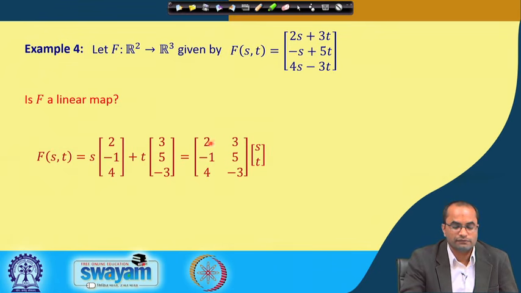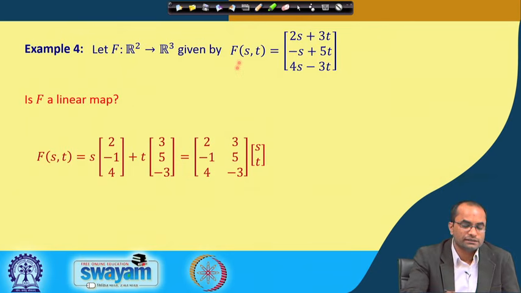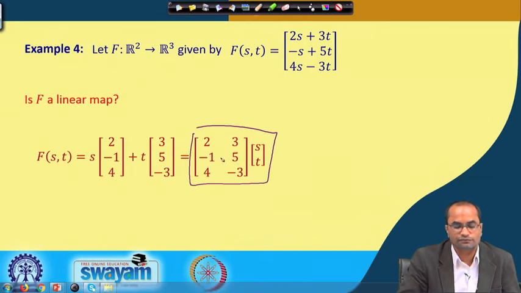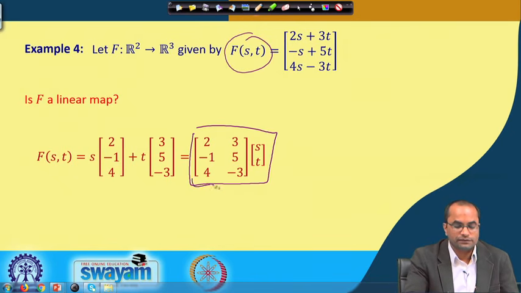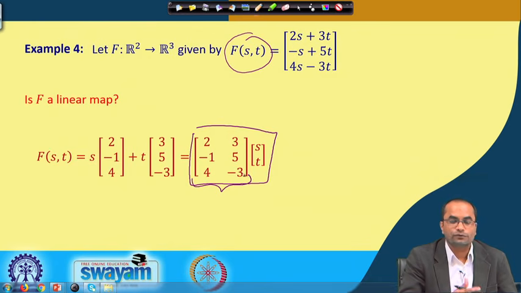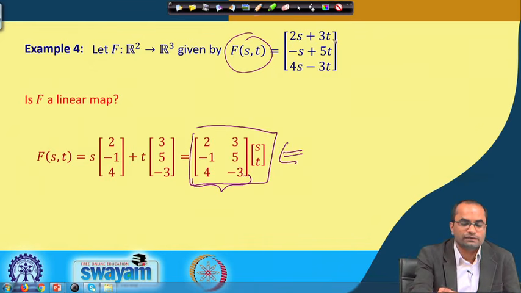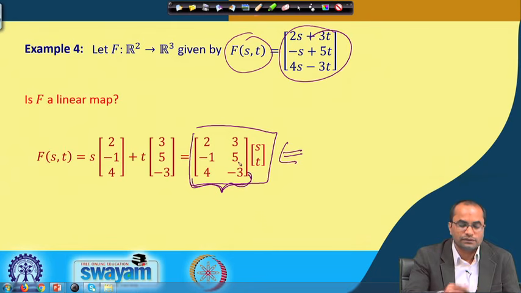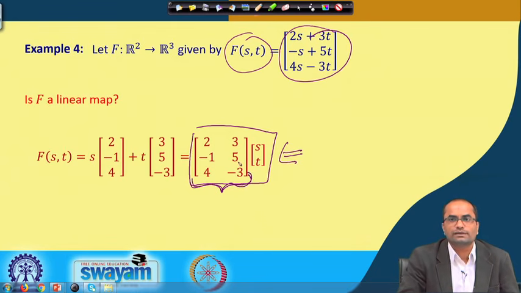So, when we look into this product, we get 2s + 3t, that is the first member, -s + 5t, that is the second member, and 4s - 3t, that is the third one. So, this given mapping is defined exactly by this matrix with rows (2, 3), (-1, 5), (4, -3). So, this f, the given map, is nothing but this matrix here, and what we have seen is that these matrices are linear maps. So, we do not have to check anything else, because we can write this in terms of the matrix, and therefore, this has to be a linear map.